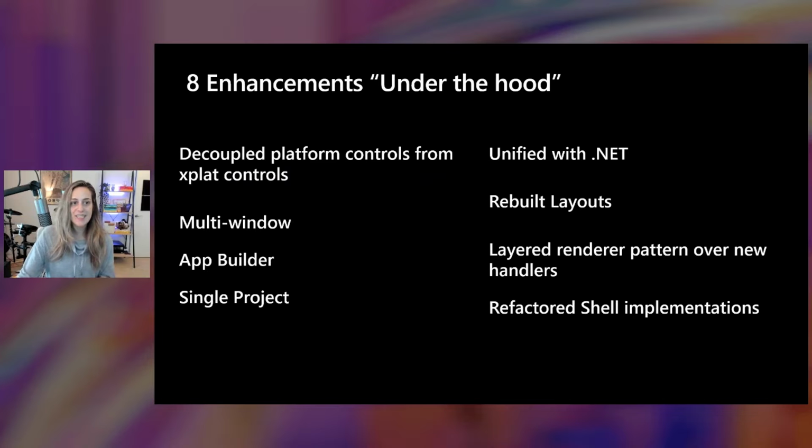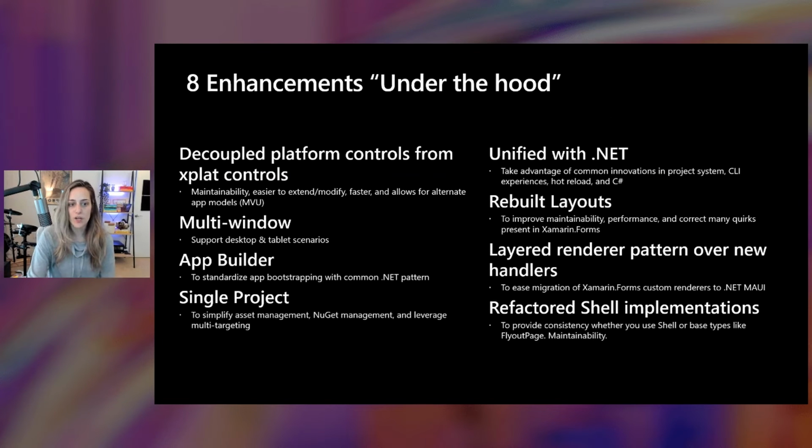There are a lot of things we did under the hood to make MAUI really, really awesome. And these are just some of them. One, I think the most important one, the reason MAUI took as long as it did, is because we decoupled all of the platform controls from our cross-platform implementations of those controls. So it's now easier to extend and modify, so you can add different app models, such as Model View Update instead of MVVM, which is what a lot of us use in the .NET desktop world. But we also make it so that it's very, very easy for us to add target platforms in the future. So if we ever wanted to extend to something beyond the four that we have today, Android, iOS, Mac, and Windows, we could do that.